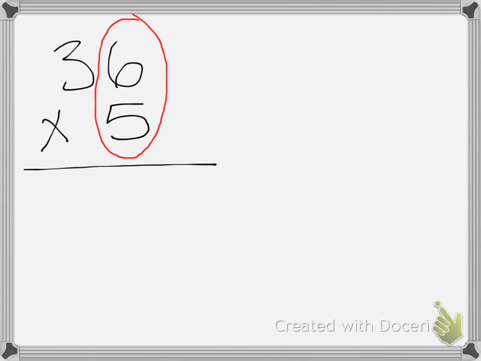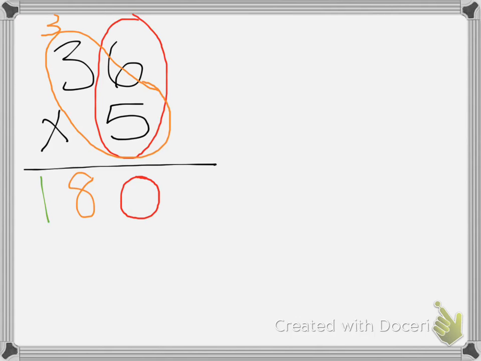6 times 5 is 30. So I have 0 ones and I have 3 tens left over. So my 3 is going to go at the top. Now, step 2 is multiply the tens. 5 times 3 is 15, plus 3 more is 18. So I have 8 tens and 100. So 180 is our answer.